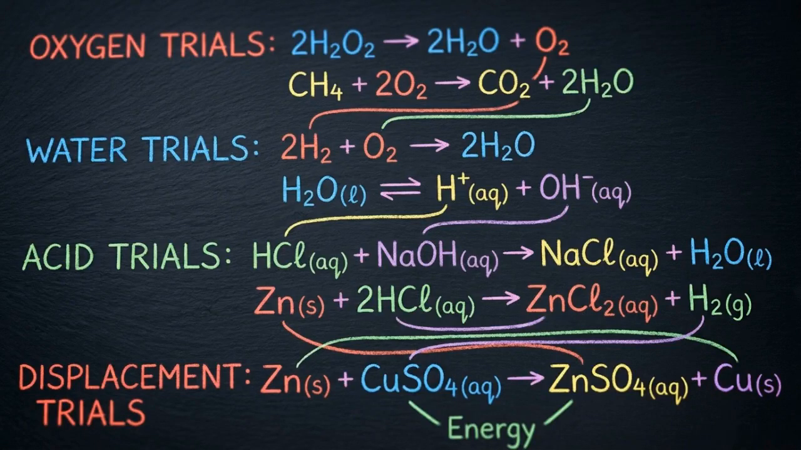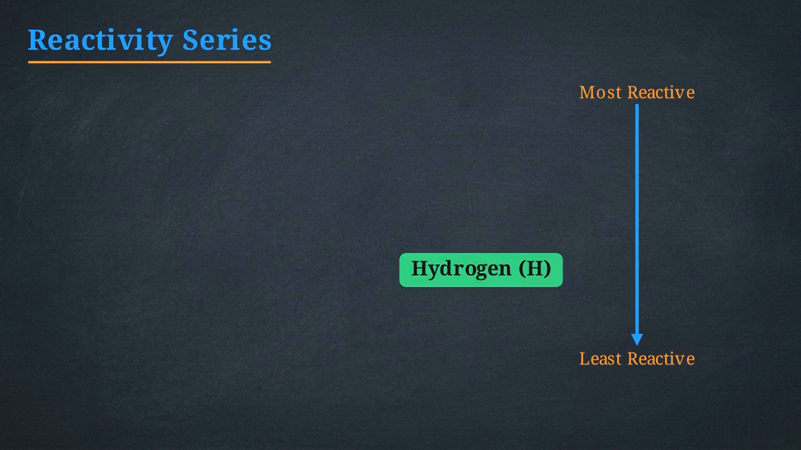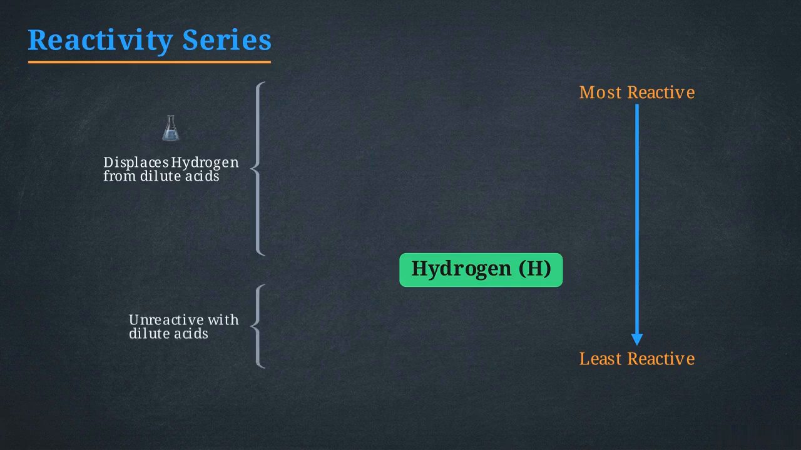By compiling the empirical data from the oxygen, water, acid, and displacement trials, we finally have a unified framework. This vertical list is the reactivity series, a definitive ranking of metals arranged strictly in order of their decreasing activity. Notice that hydrogen sits right in the middle of this list, despite being a nonmetal. It is included as the reactivity benchmark. Elements above it will displace hydrogen from dilute acids, while those below it will not.